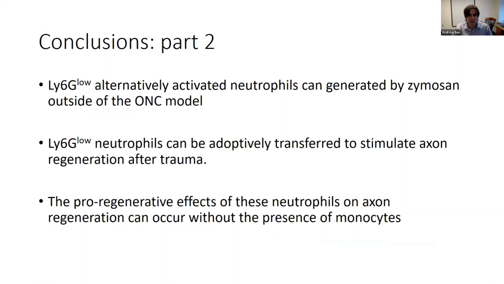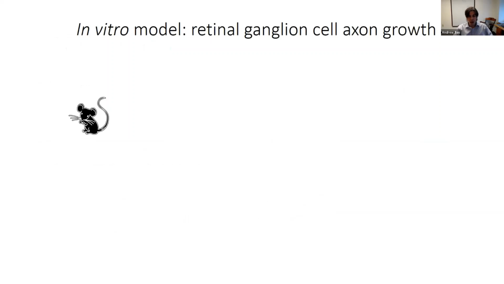And so in this part, I hopefully showed you some data indicating that Ly6G low alternatively activated neutrophils can be produced outside of the optic nerve crush model. We can harvest large numbers of them and adoptively transfer them into mice that have suffered optic nerve crush, and these pro-regenerative neutrophils will stimulate regeneration independent of monocytes during that period of time. And so then we wanted to know, how are these neutrophils working? What is the method in which they are interacting with the retinal ganglion cells and stimulating regeneration?